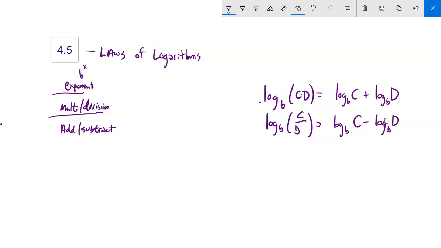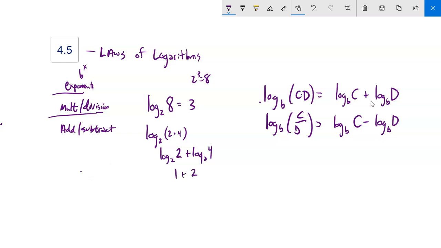Let me give you an example of this. Like, if I had log base 2 of 8, let's say. Well, we know that that's 3 because 2 to the third power is 8. But if I didn't see what it was right away, I could break this 8 into 2 times 4. And with that 2 times 4, if I know that this multiplication shifts down to addition, I could expand it to say this would be the same as log base 2 of 2 plus log base 2 of 4. Well, I know log base 2 of 2 is 1. Log base 2 of 4 is 2. 1 plus 2 is 3. So you can break apart multiplication, shift it down to addition. And similarly, division down to subtraction, like we said.